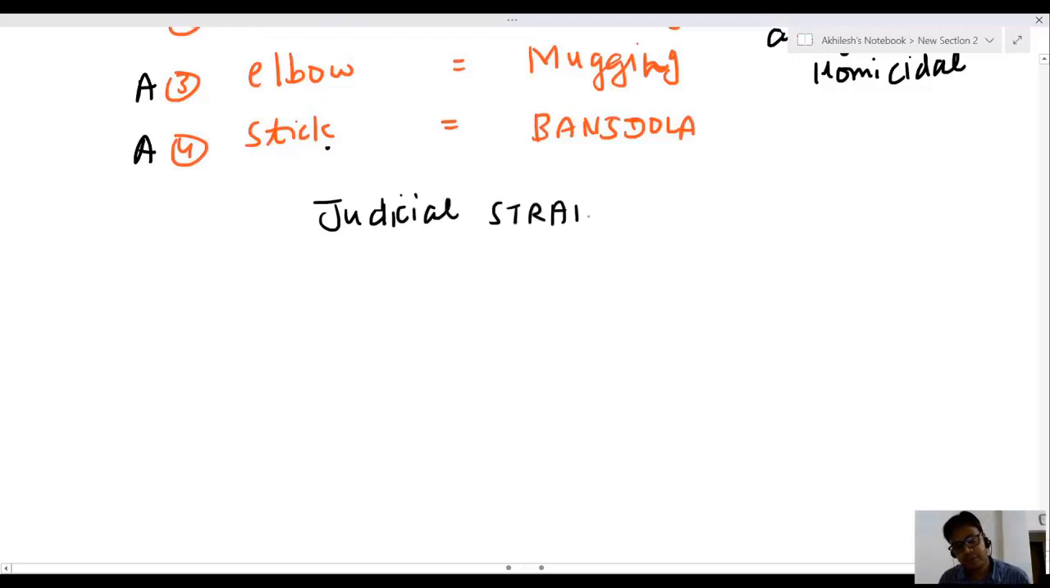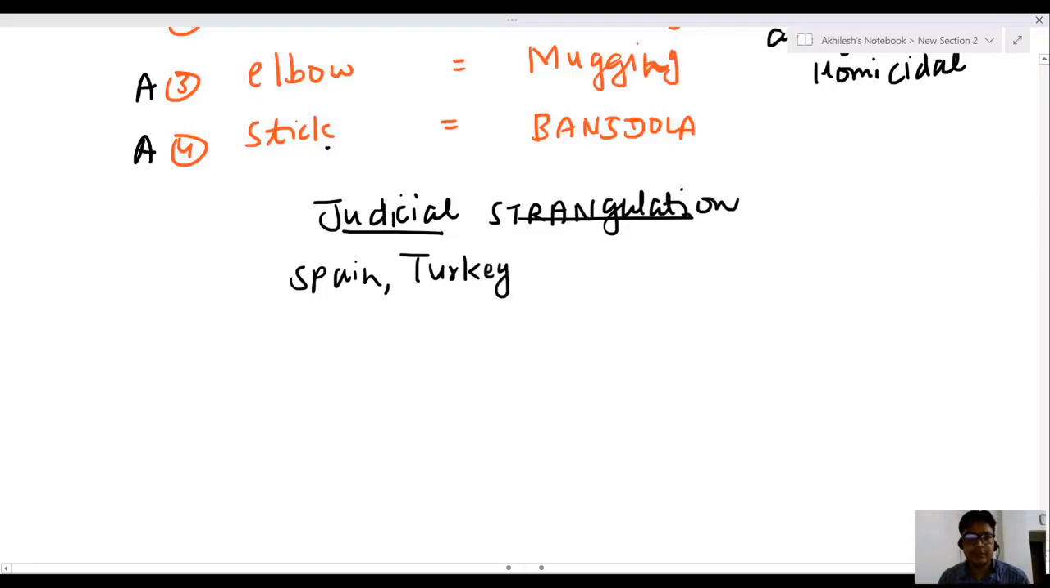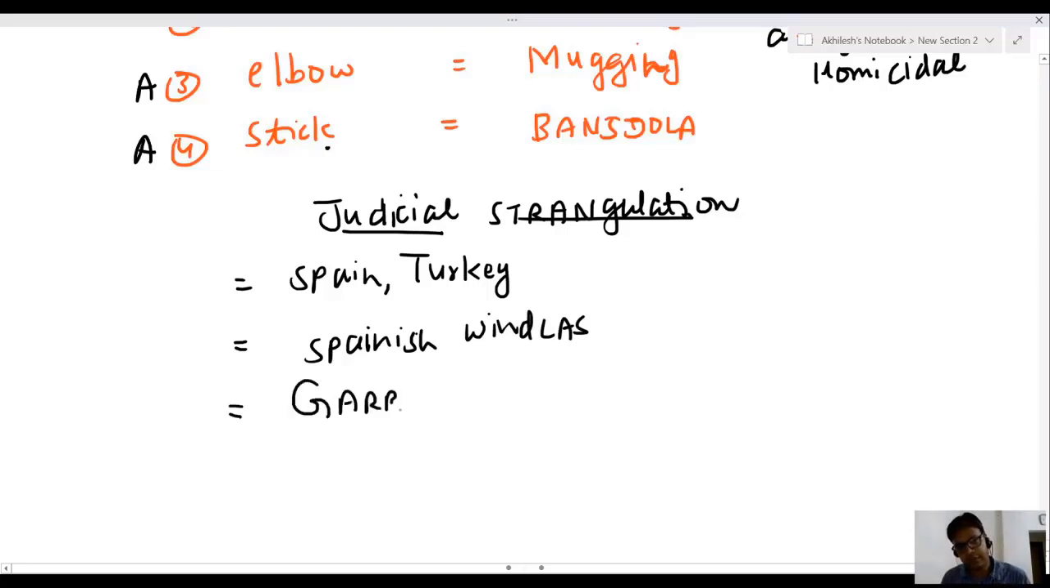Judicial strangulation. Sir, in India, we have judicial hanging, but there are certain countries that have judicial strangulation. These countries are Spain and Turkey. This method is known as the Spanish windlass method, and it is also known as garroting.